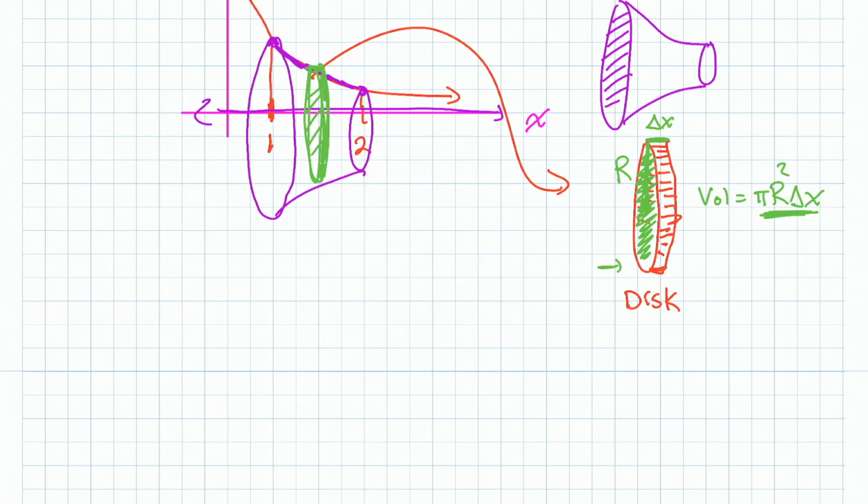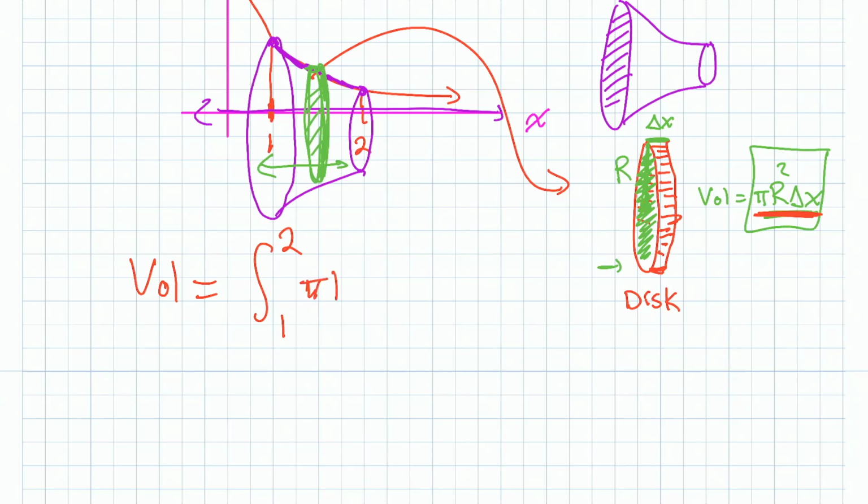And so actually, if you take this and you say, well, we actually need to add up all of them from 1 to 2, then you do it with an integral. And basically what your integral is going to be is an integral from a to b. In this case, it would be 1 to 2. I'll draw it 1 to 2. And then you integrate this, pi r squared, and the delta x becomes a dx when you do an integral.